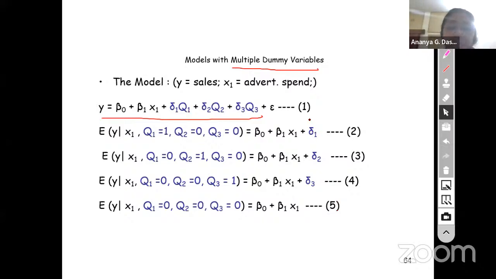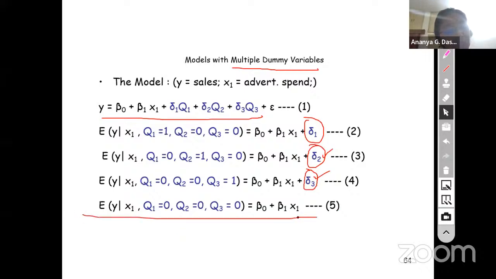It means that each of these, delta 1, delta 2, and delta 3, are giving the difference in average sales. Okay, so it's the same amount of advertisement expenditure. It's giving me the difference in average sales between quarter 1 and quarter 4, quarter 2 and quarter 4, quarter 3 and quarter 4, because my base group is quarter 4.